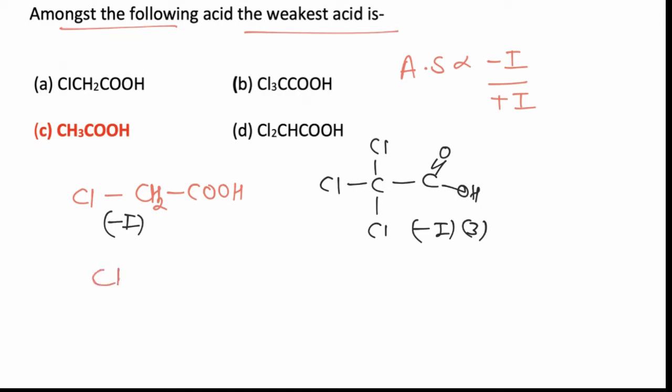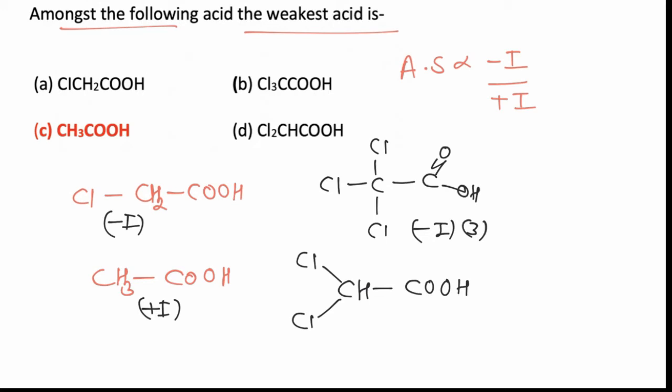In option C, CH3COOH, now CH3 has a plus I effect. In case D, dichloroacetic acid, the minus I effect of 2 groups is present. Now with increasing minus I effect, acidic strength increases. So among these, second is most acidic, then fourth, then first, and third is least acidic. So the weakest acid is C, and hence the correct answer is C.